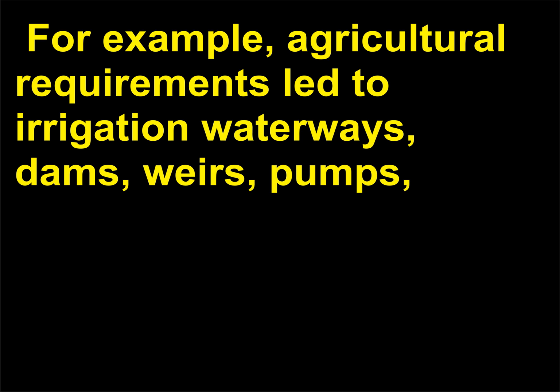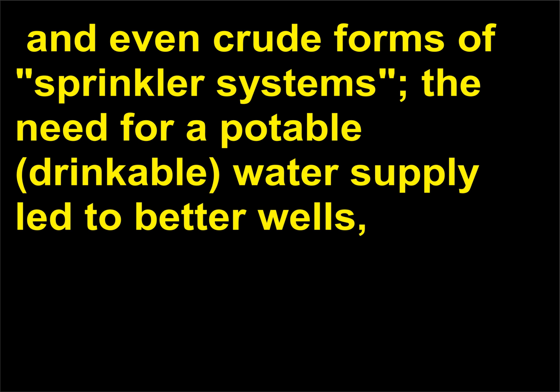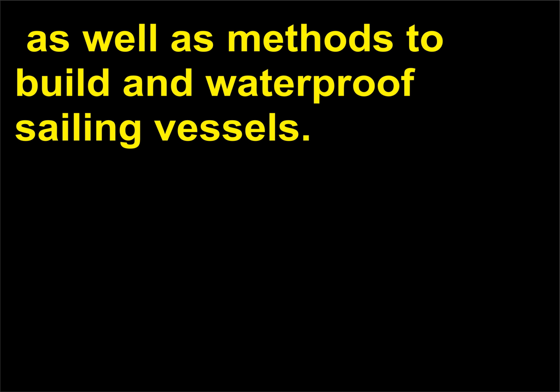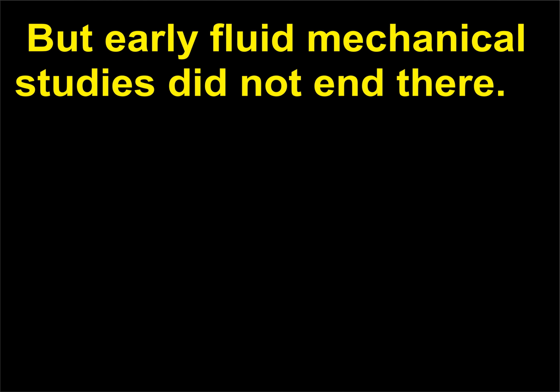For example, agricultural requirements led to irrigation waterways, dams, weirs, pumps, and even crude forms of sprinkler systems. The need for a potable, drinkable, water supply led to better wells, fountains, and water storage systems, and water transportation innovations included improved sails and rigs, as well as methods to build and waterproof sailing vessels. But early fluid mechanical studies did not end there.